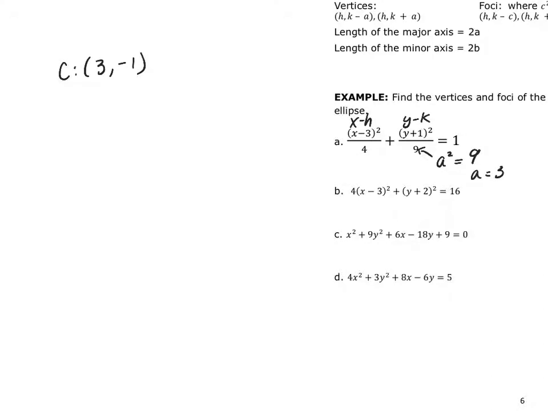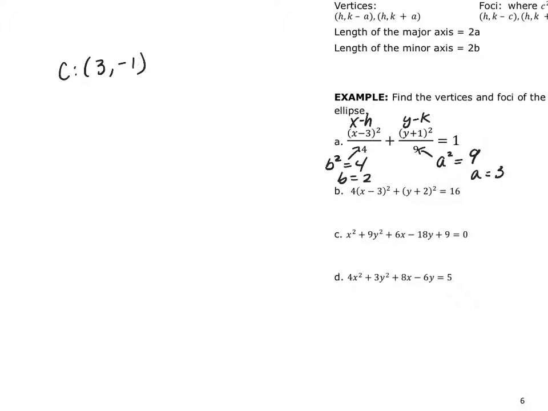And then my b squared is equal to 4. That means my b is equal to 2. Now, I'm not putting the plus and minus on it, simply because that a is the distance. So that's why I'm not putting the plus and minus on it. It is simply the distance.